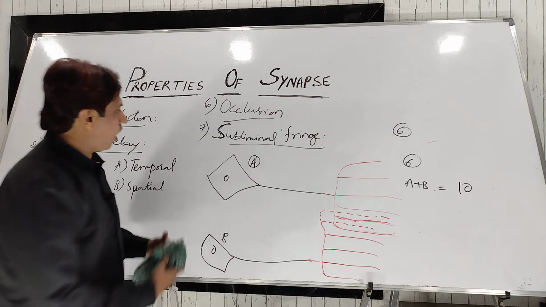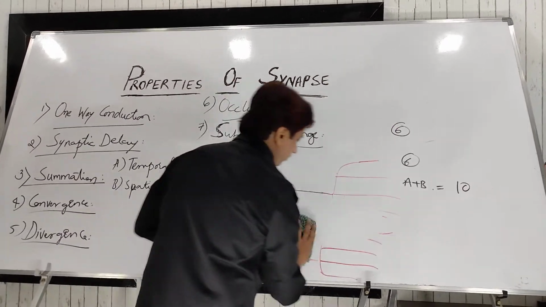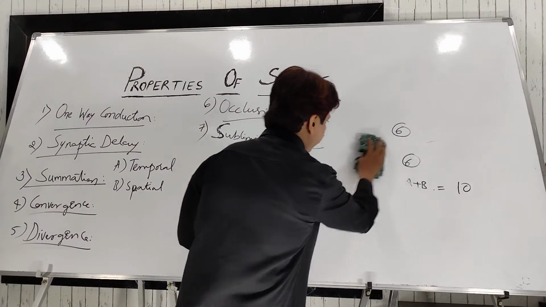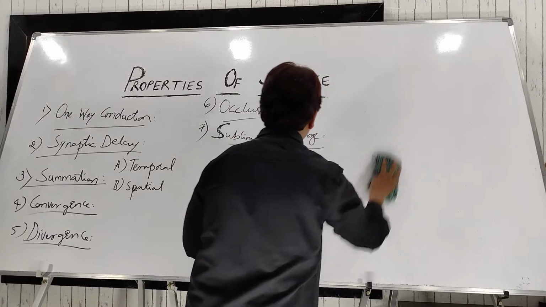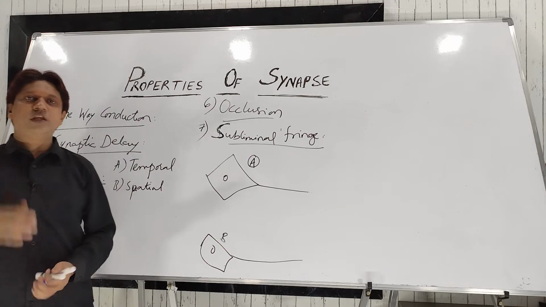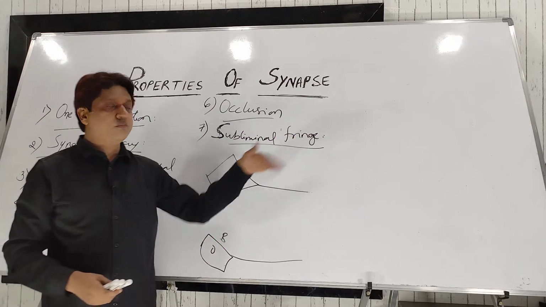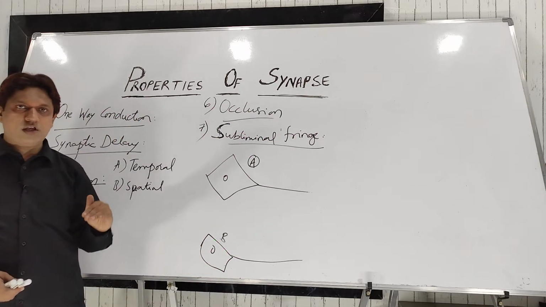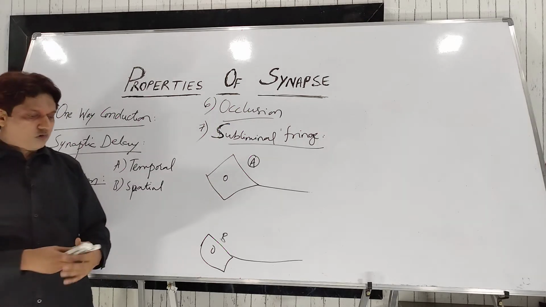Now the opposite effect here is subliminal fringe. So in a few sites we see the opposite effect here, subliminal fringe. Subliminal means less than the minimum, okay, that is sub-threshold. Fringe means border, the literal meaning is border. So sub-threshold border. So what exactly does it mean?